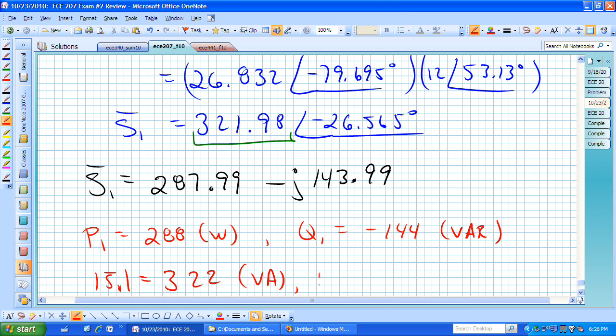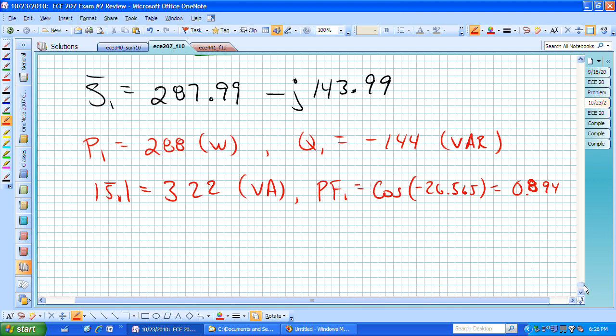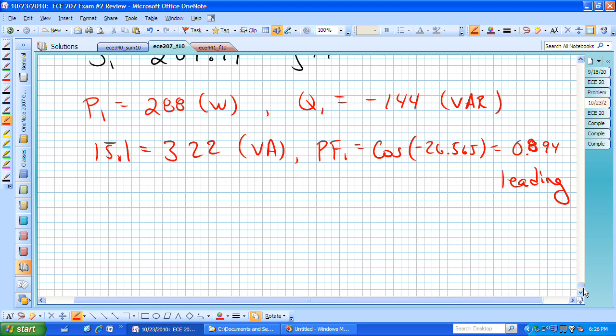And our power factor for load 1 is actually the cosine of this minus 26.565, which ends up being 0.894, and we need to tell you a little bit more about that based on the sign of that. Since it's negative, this is actually a leading power factor. That's part of the problem. That's now the first half, really, for load number 1.